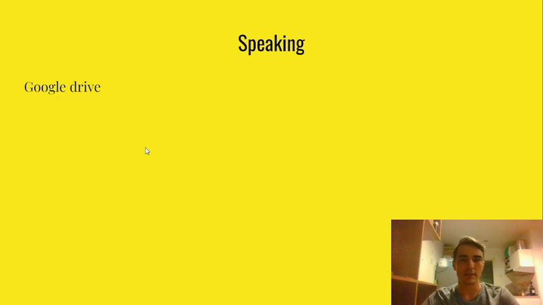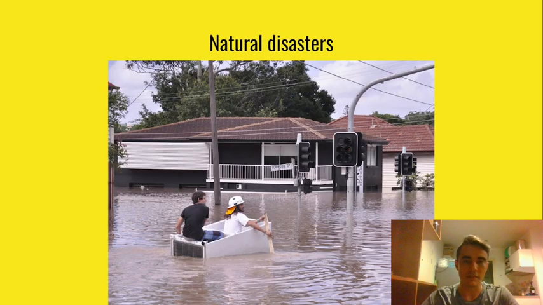Oh, then we got a speaking activity as well on Google Drive. We will do that. Then we will take a look at natural disasters. There are so many different natural disasters, right? What are they? How do they happen? Where do they happen? And what can you do about it? How can you prevent it? How can you run away from it?